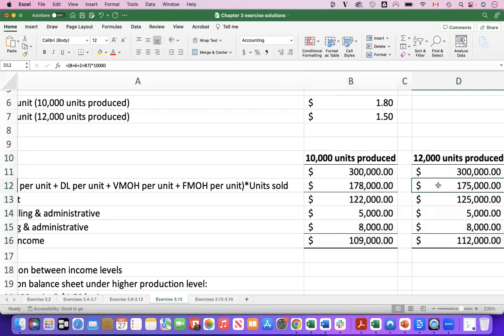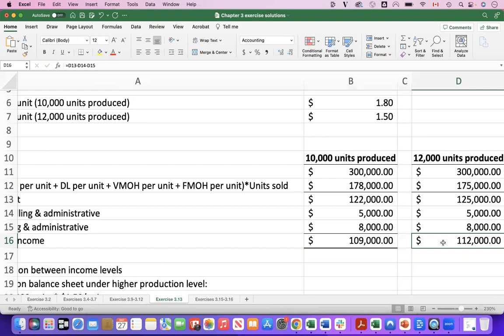The whole point of this exercise is to show that with absorption costing, if I'm the manager of this department and I'm evaluated just on this metric, let's say operating income, what is that going to motivate me as a manager to do? That's going to motivate me to produce as many units as possible. Therefore, I am driving down my fixed manufacturing overhead per unit, which drives down my cost of goods sold, which increases my gross profit and ultimately my bottom line.